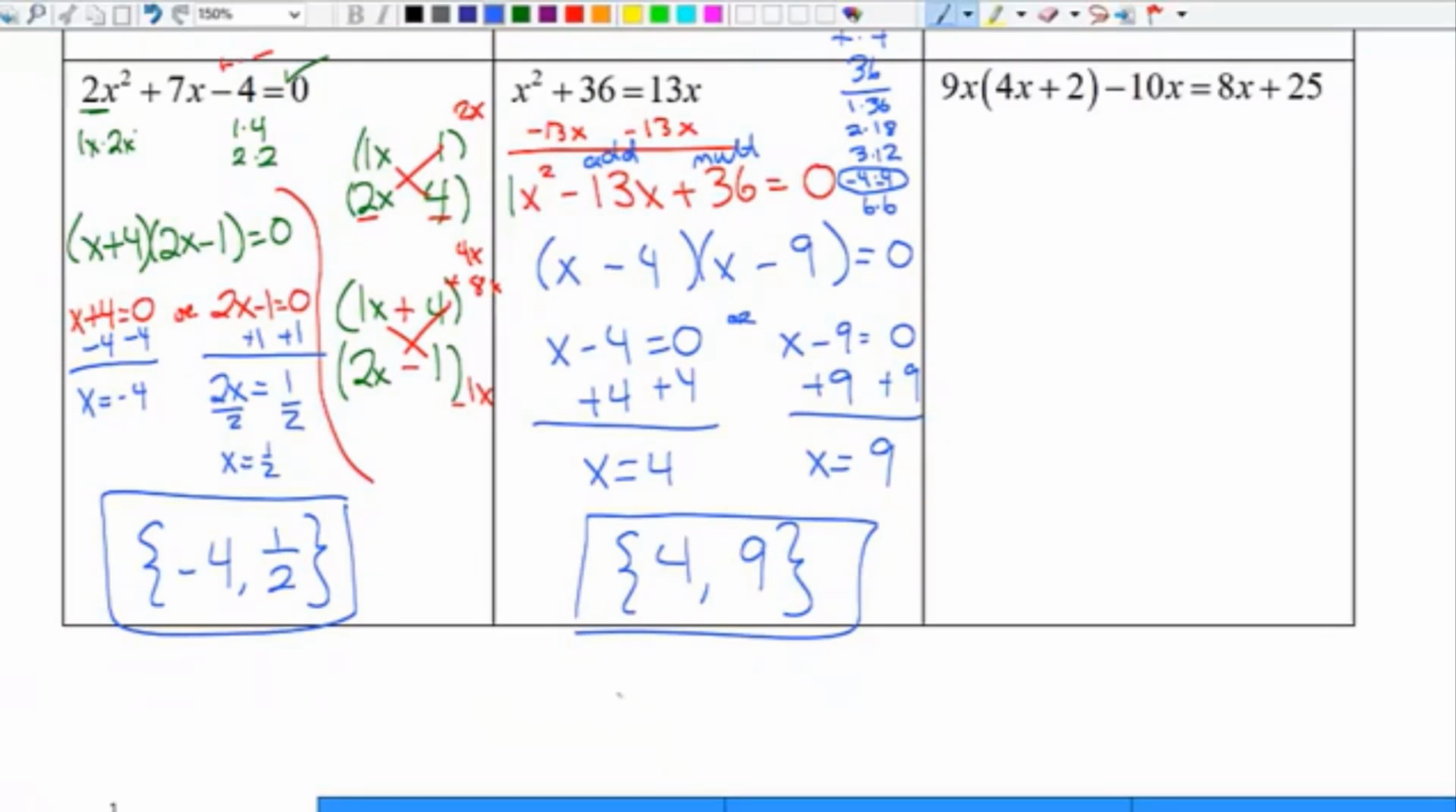On our last problem here, I don't have this in standard form, so I need to distribute and combine like terms to get it into the right form. So I have 36x squared plus 18x minus 10x equals 8x plus 25. Now the 18x and the minus 10x on the left-hand side can combine like terms to get 8x.